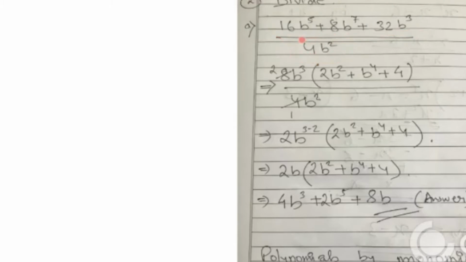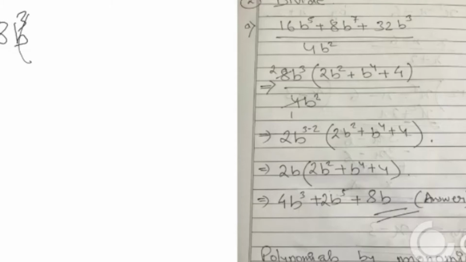So what I did, out of these 3, I took the smallest number, that is 8, because 16 is also in the multiplication table of 8. That means 8 is a factor of 16, of 8, and of 32. So I took out 8 as common outside. Then, out of b to the power of 5, b to the power of 7, and b to the power of 3, the smallest one is b to the power of 3. So I took that b to the power of 3 also outside.